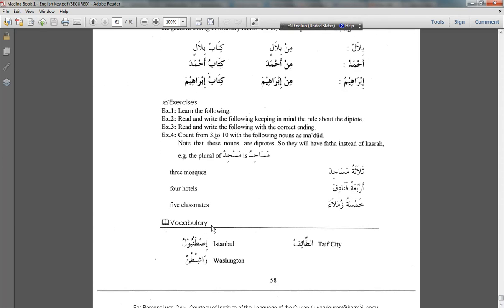We have a few new vocabularies: Istanbul, Washington, Al-Ta'if, which is the city of Ta'if.